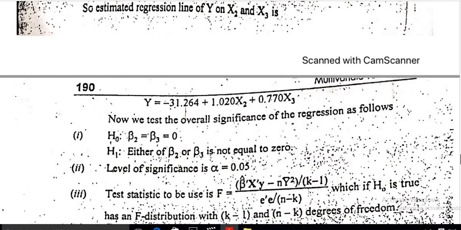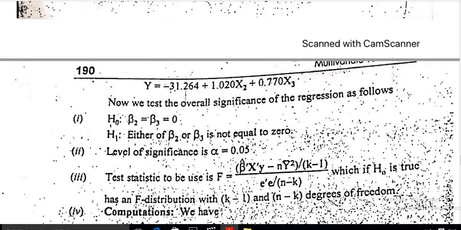Now we test the overall significance of the regression model as follows. H naught: beta 2 is equal to beta 3 is equal to 0. Level of significance alpha is equal to 0.05. F is equal to (beta hat transpose X transpose Y minus n y bar squared) divided by k, over e transpose e divided by (n minus k minus 1).